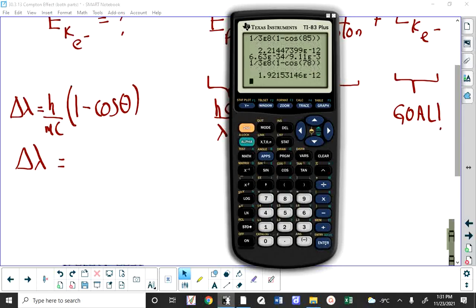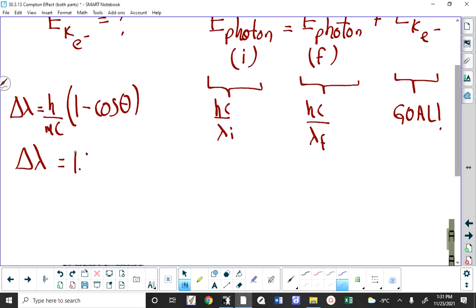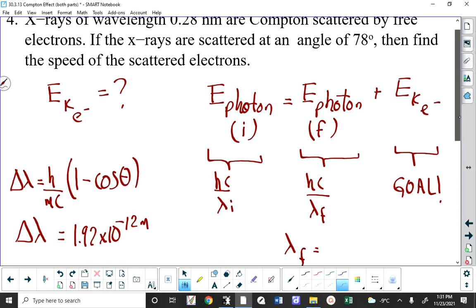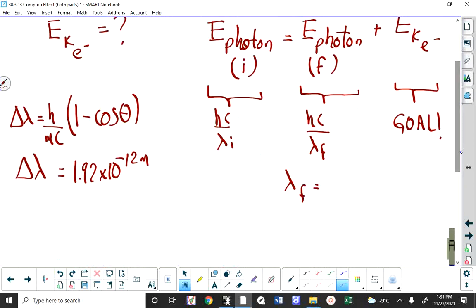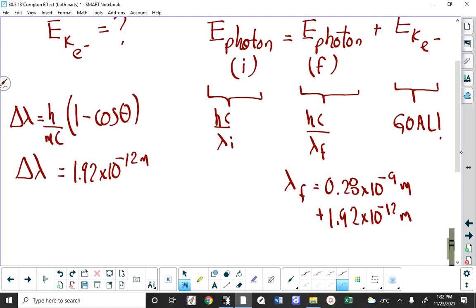So do you in fact get 1.92 times 10 to the negative 12? Excellent. So we get 1.92 times 10 to the negative 12 meters, which means that lambda f is going to be 0.28 times 10 to the negative 9 meters plus that 1.92 times 10 to the negative 12 meters. This will be the final wavelength.